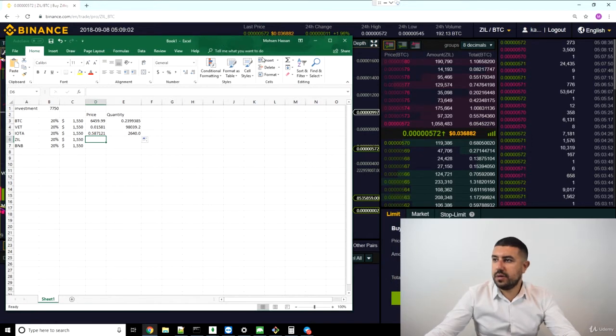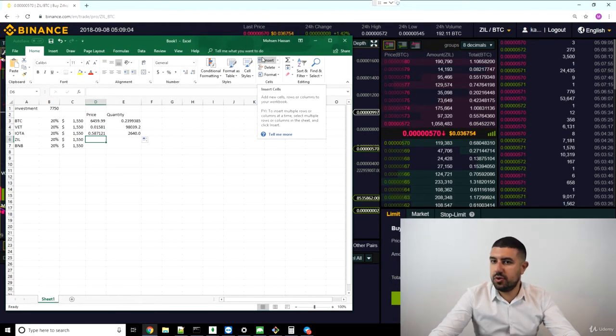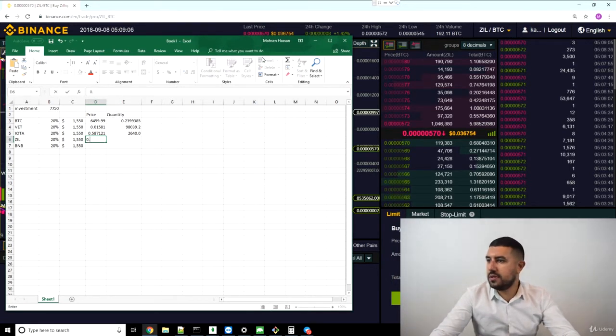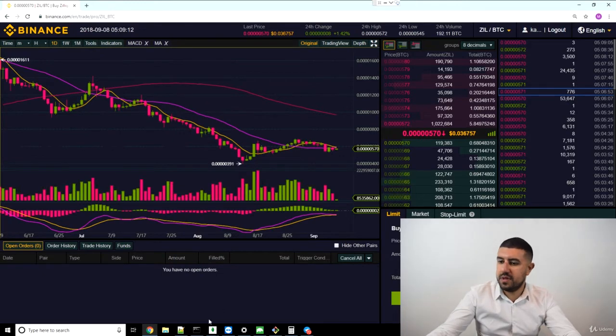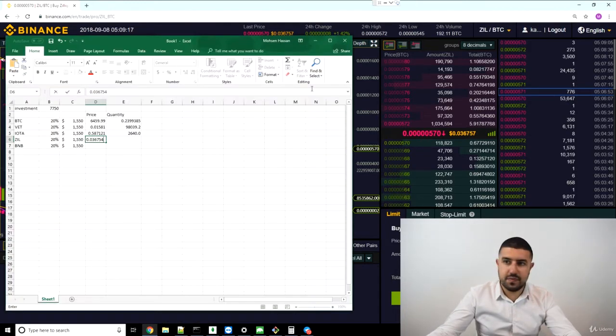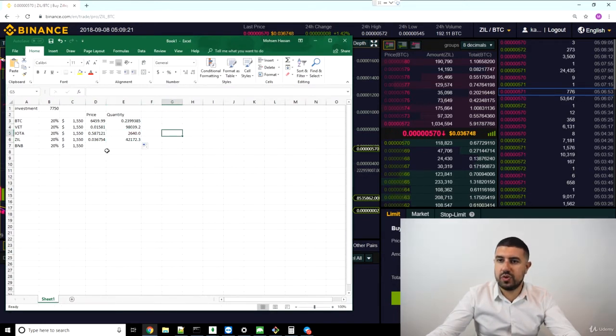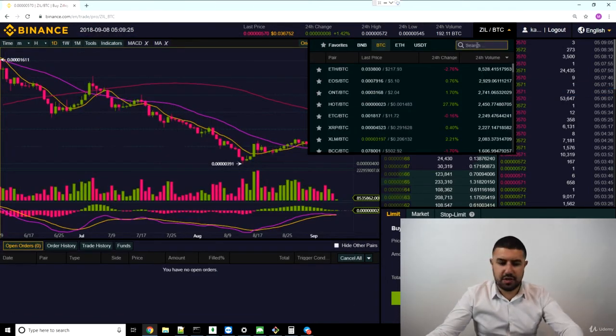Okay, so this one is trading at 0.036754, right? It's right here. Okay. So that tells me I'm going to have to buy 42,000. And then Binance Coin, let's check.